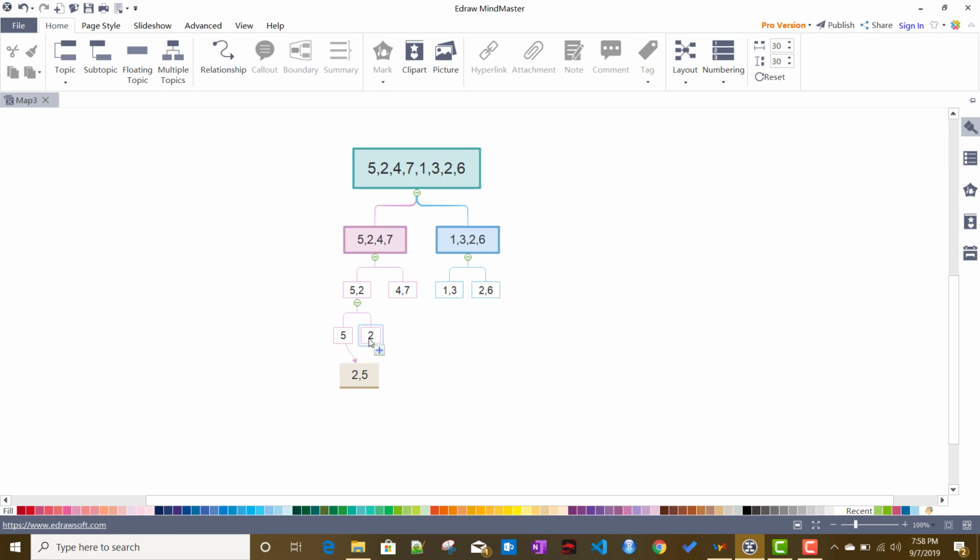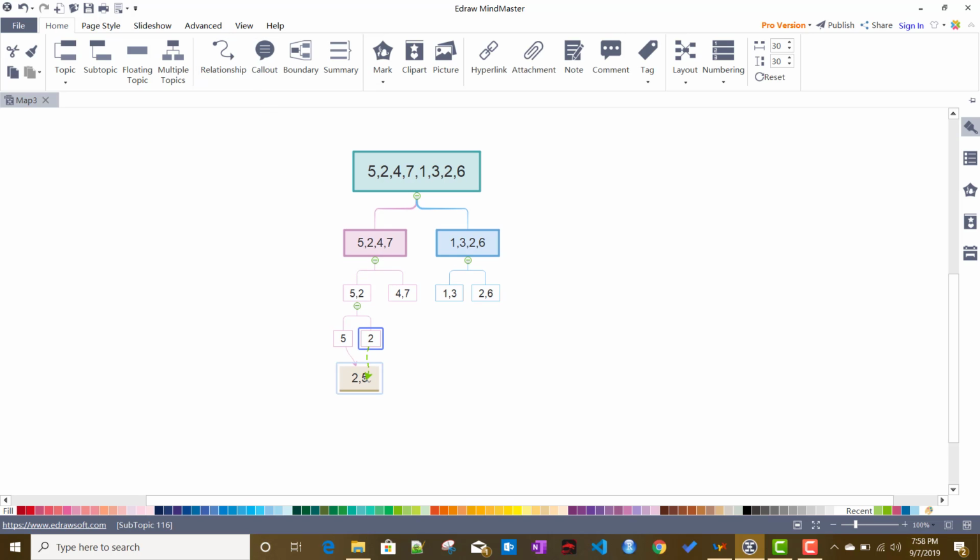From these two, we created this one over here, right? Now if you see this, we can apply the similar technique over there, right? Now in our left hand we will have 4, in our right hand we will have 7. So as 4 is already less than 7, the final array will be again 4, 7, right?